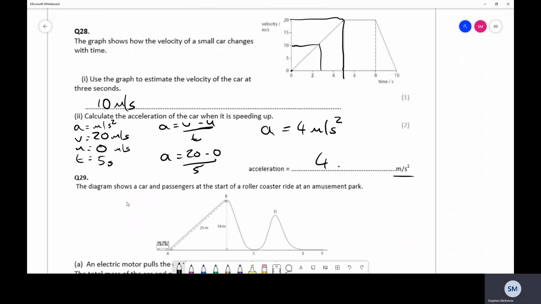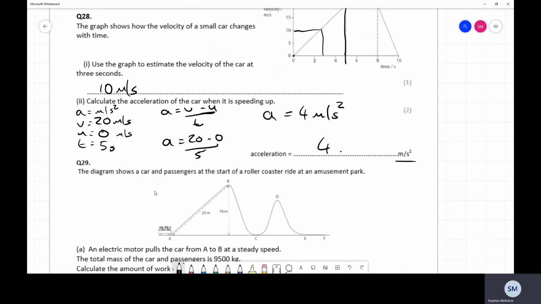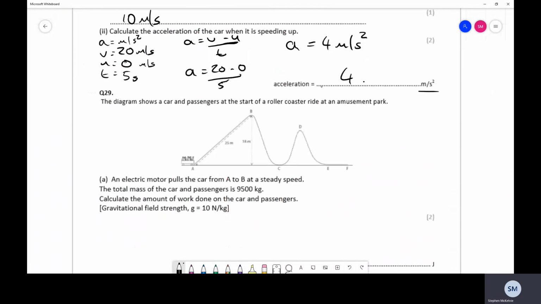The diagram shows a car and passengers at the start of a roller coaster at an amusement park. Ugh, I hate roller coasters. I'm just gonna change that because it's not fun. I'm just gonna say a horror park because earthquakes.